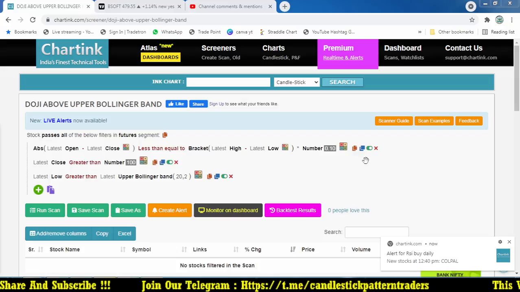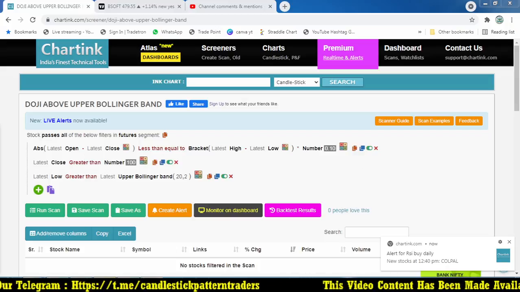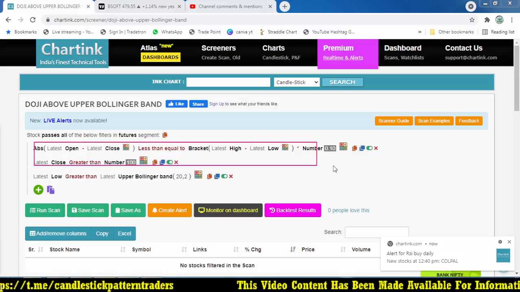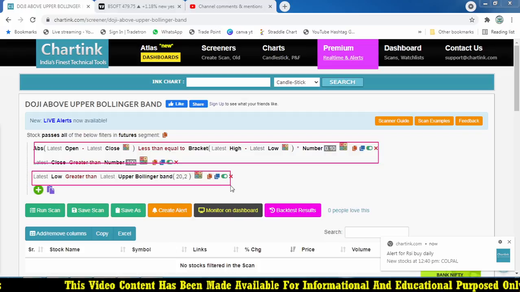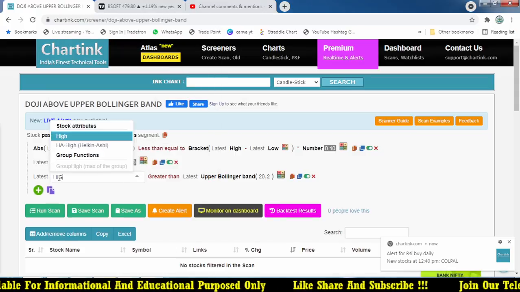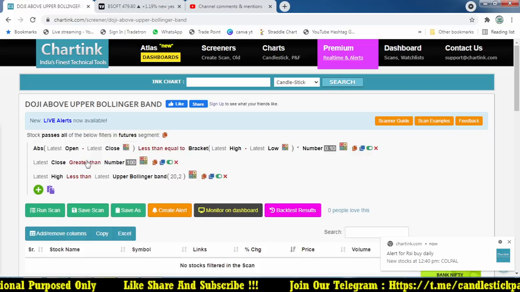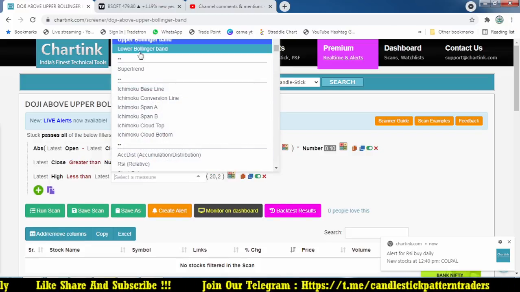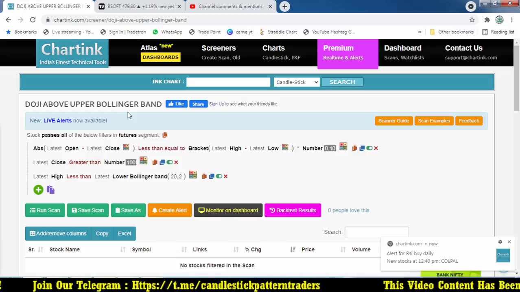The Doji is the same, and we are finding stocks trading over 100 rupees. These two lines were a Doji with stocks above 100 rupees. The only thing we are going to change here is that it must be the lower Bollinger Band. The latest high should be less than the lower Bollinger Band. So this will find those stocks which are forming a Doji candle below the lower Bollinger Band.